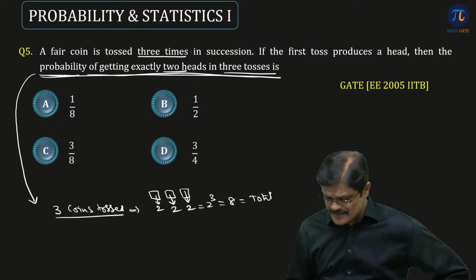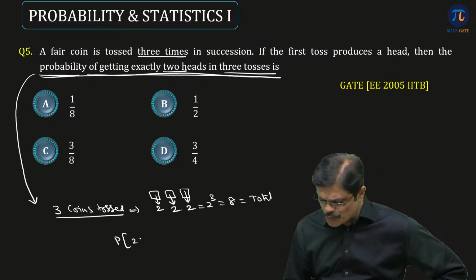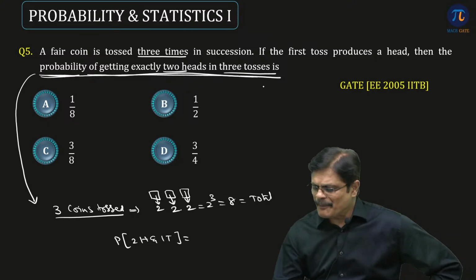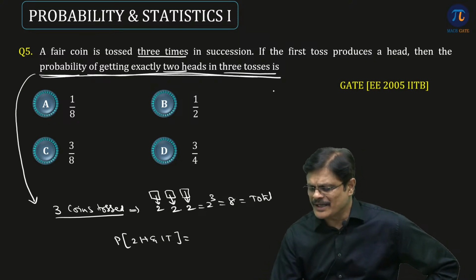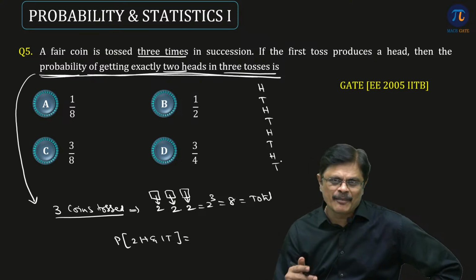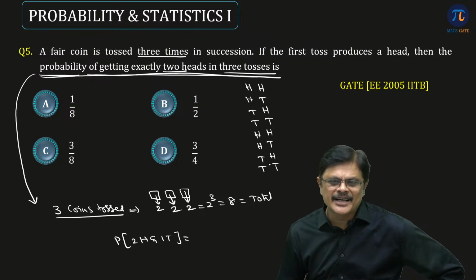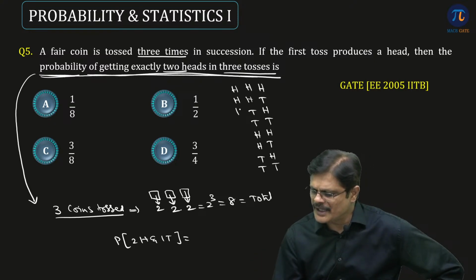Out of these 8 outcomes, as I told you, people read it wrongly, like probability of getting 2 heads and 1 tail. What actually happens when 3 coins are tossed? You can write down all the 8 outcomes, sir. You can start from the last column: head, tail, head, tail, head, tail, head, tail. Then double the number of heads and double the number of tails: 2 heads, 2 tails, 2 heads, 2 tails. Again, double: 4 heads and 4 tails.